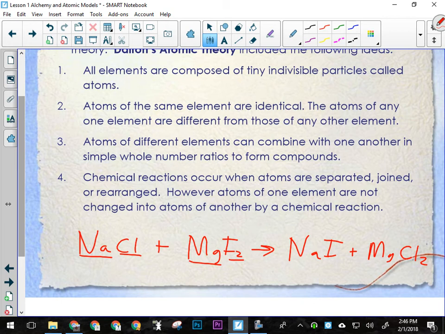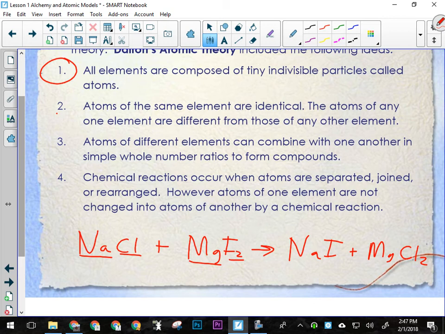So the points of the atomic theory are, first off, Democritus' idea. All elements are composed of tiny, indivisible particles known as atoms. And that's indivisible, not invisible. Just because they're so small we can't see them doesn't mean they're actually invisible. Indivisible means they can't be broken down.